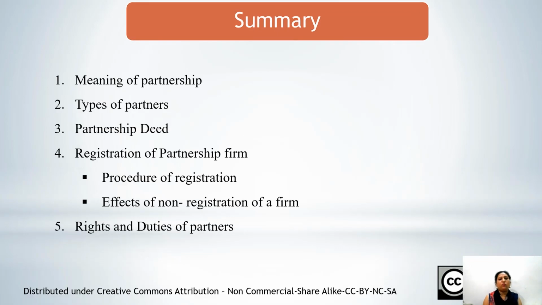So till now we have discussed all the points which we planned to discuss in this lecture. Meaning of partnership: when two or more persons join into a business with the objective of running a business and sharing the profits out of it, it is a partnership. Types of partners: active partner, dormant partner, partner in profits only, nominal partner, minor partner.